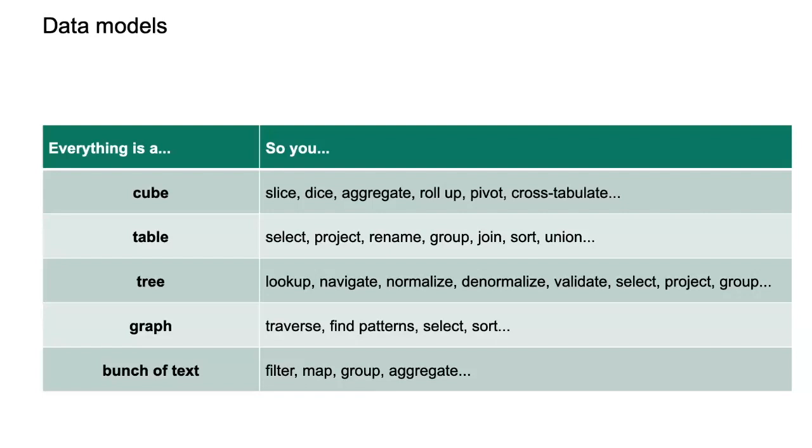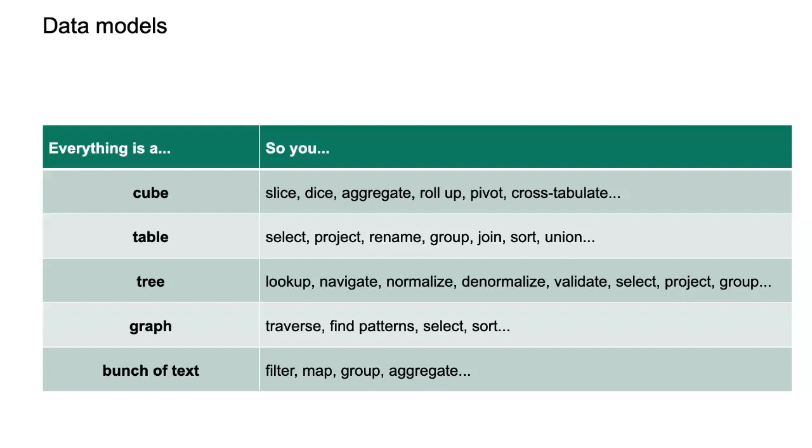So for example, I put the same 5 shapes here. So on the left, that's the paradigm, right? The paradigm can be everything is a cube, or everything is a table, or everything is a tree, or everything is a graph, or everything is a bunch of text, right? These are the 5 paradigms. And then on the right, there is the algebra that comes with the models. So for example, if you have a cube, you can slice, dice, aggregate, roll up, pivot, cross-tabulate, and so on. Of course, we did not cover it in this semester, so you don't have to be worried if you don't understand what it means. But again, if you were here last semester, then that will make sense to you.